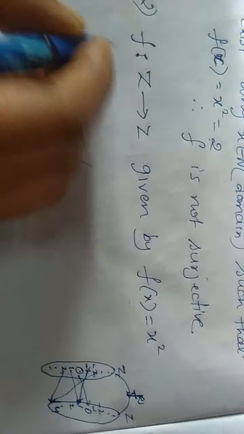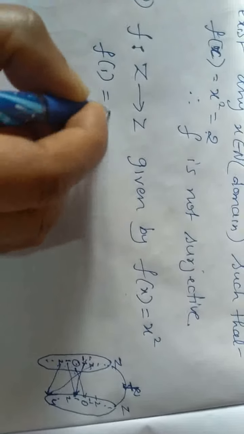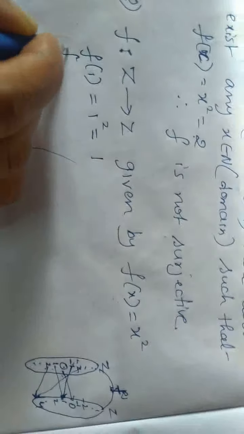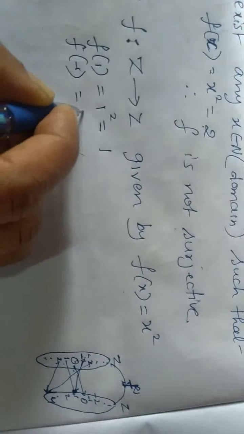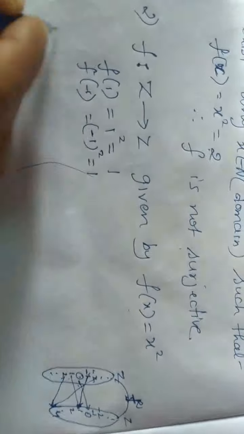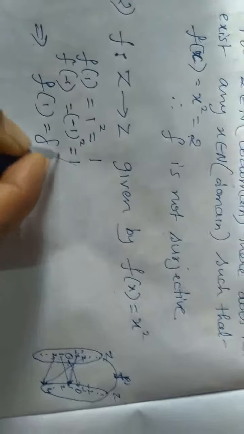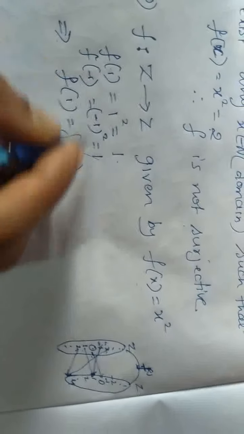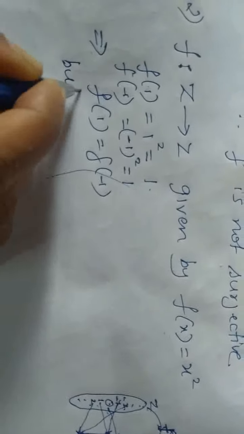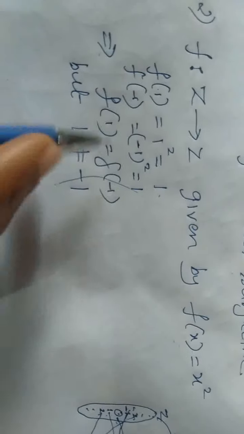Write the answer like this. F of 1 is equal to 1 square, which is plus 1. F of minus 1 is equal to minus 1 square, x square, which is equal to plus 1. Implies f of 1 and f of minus 1 are both the same. F of 1 is 1, f of minus 1 is also 1. But 1 is not equal to minus 1. According to the definition, if f of x1 is equal to f of x2 implies x1 is equal to x2, then only the function is one-one. But here x1 is not equal to x2. Therefore, it is not injective.